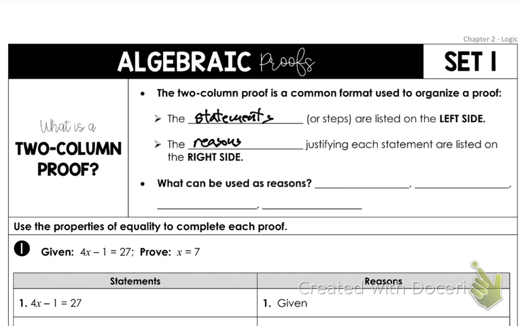And we'll talk about this stuff at a later time, but what can we use? We can use properties. We can use definitions. We can use postulates. And we can use theorems. So we can use properties, definitions, postulates, and theorems. Right now, we're really just stuck in properties, and that's all we're going to stick with.